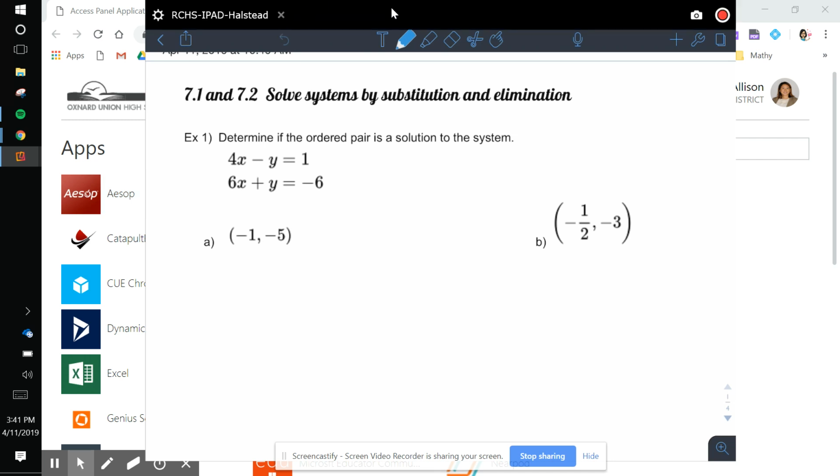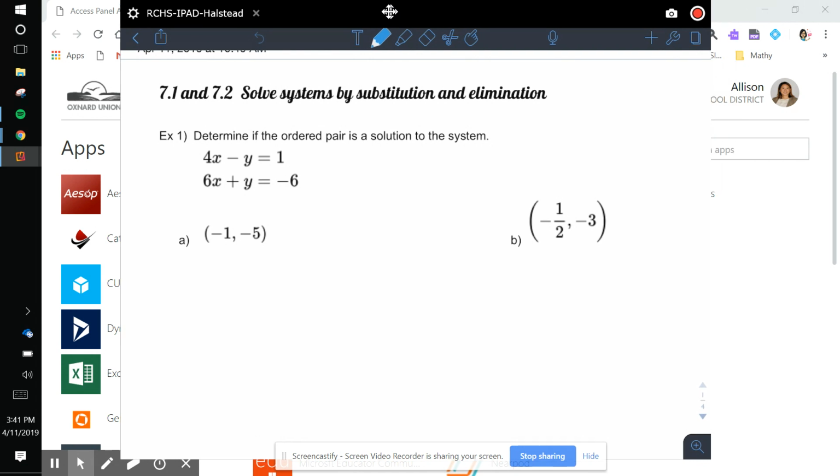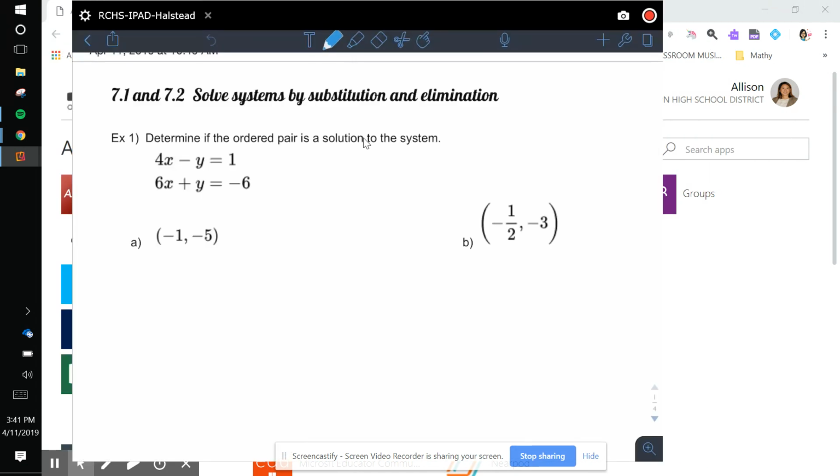Hey y'all, we're going to look at solving systems of equations today. So, let's see what we got.